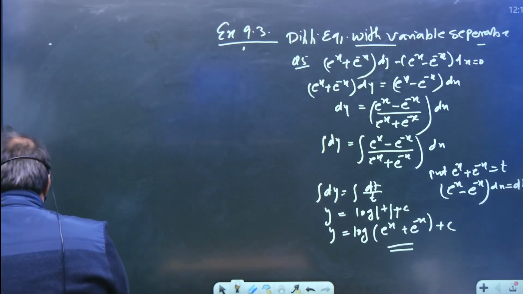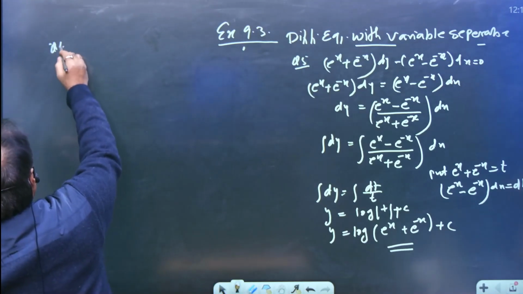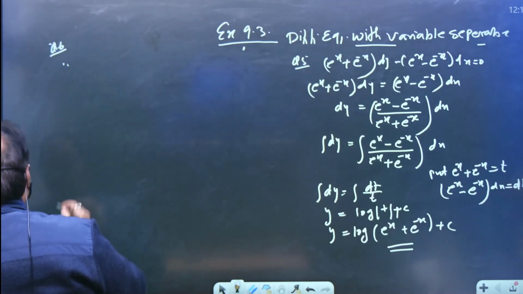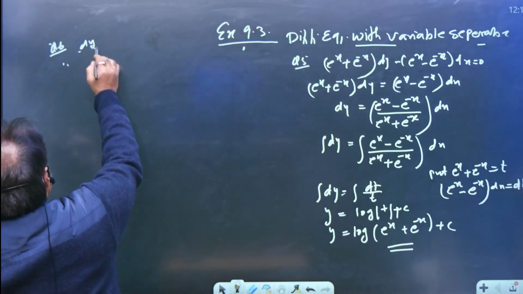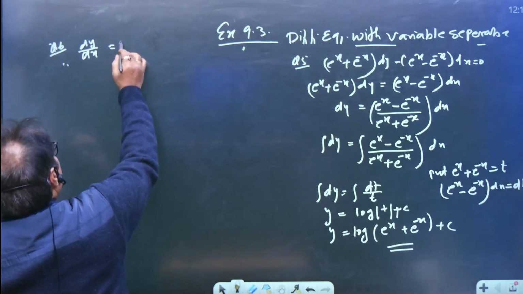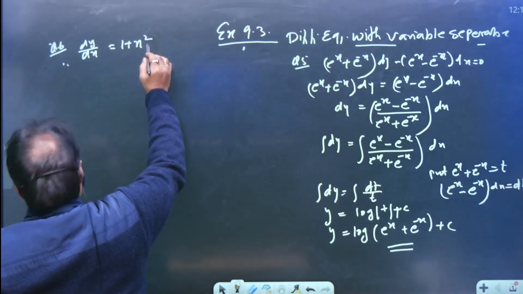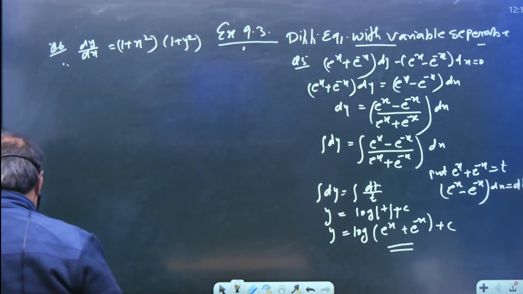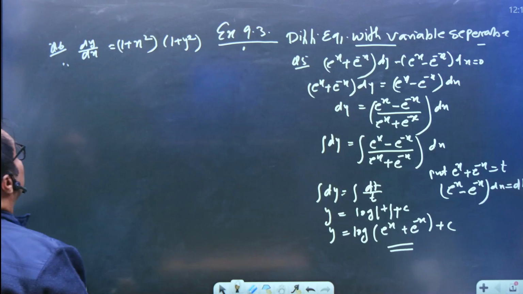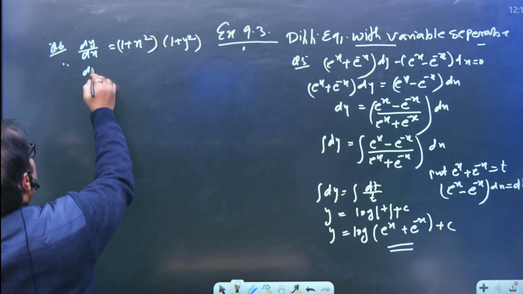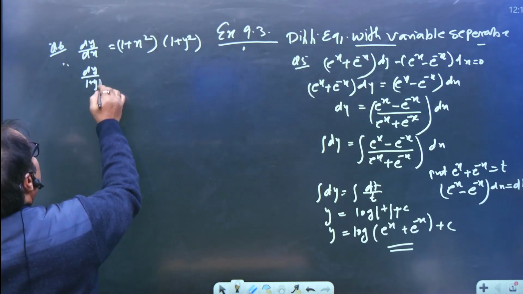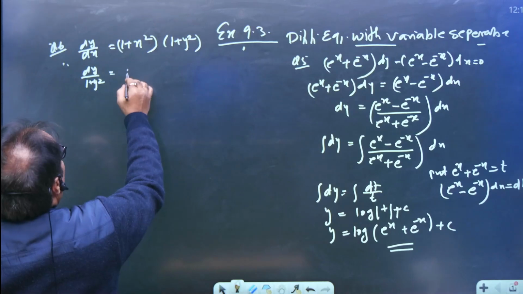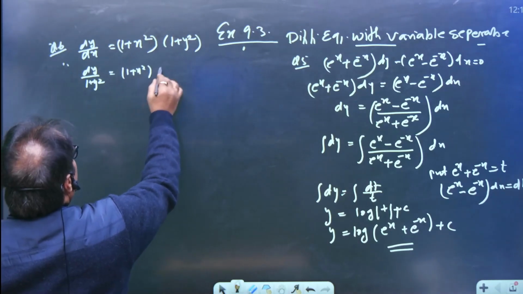Question number 6. The sixth question is dy by dx is equals to 1 plus x square into 1 plus y square. This is the question. Okay, so this can be written as dy upon 1 plus y square is equals to 1 plus x square dx.